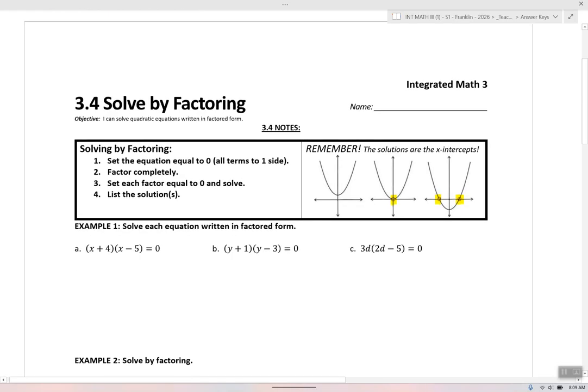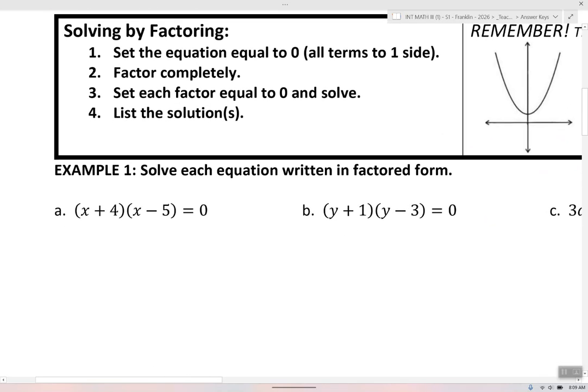And the reason we set each factor equal to 0 is because, let's look at example A here, 1a, if our equation is equal to 0, we have two things here, x plus 4 and x minus 5, and they're being multiplied together. So if our total equation product is 0, one or both of those factors has to equal 0. And so what we're doing is finding all the possible values of x that will make this product equal to 0.